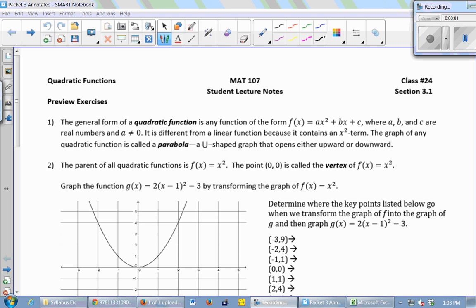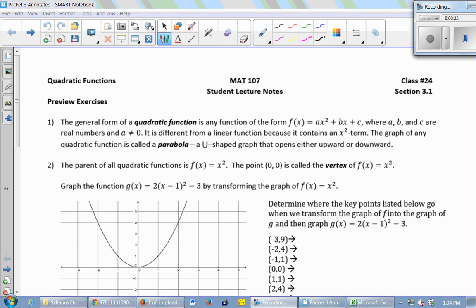General form of a quadratic function. The general form of a quadratic function is any function of the form ax squared plus bx plus c. A, b, and c are just numbers. A is not 0. If a were 0, that term would go away, and what would be left? Bx plus c, which is the equation of a line.